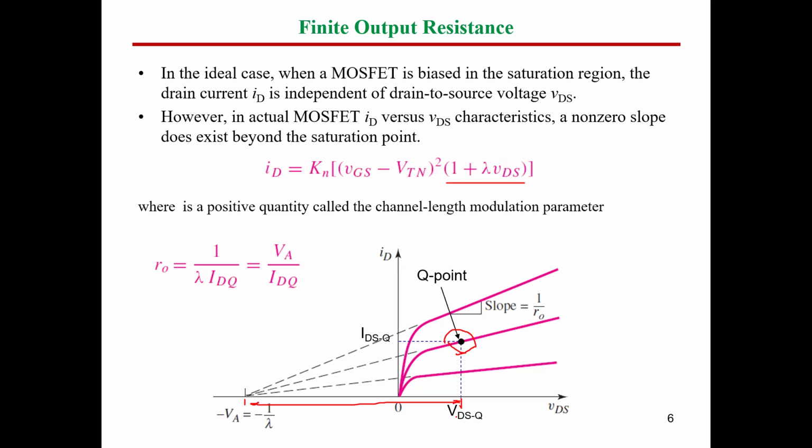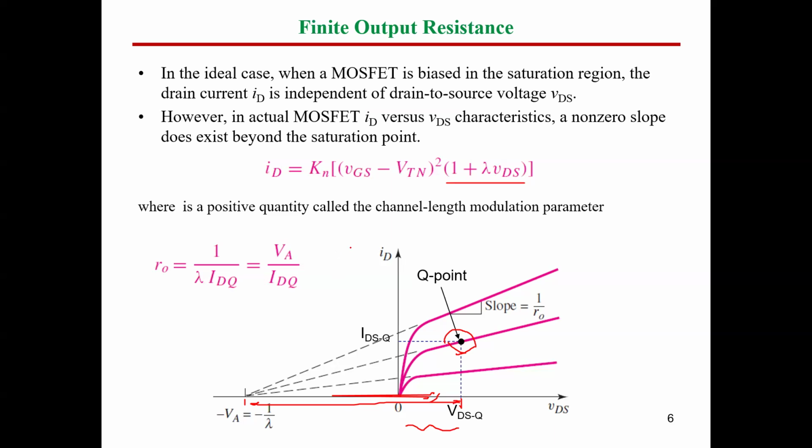However, the value of drain to source voltage is relatively small compared to the VA. So we neglect this part of the voltage compared to VA. So approximately we can say R out equals VA divided by IDQ. So this is the relation, guys.